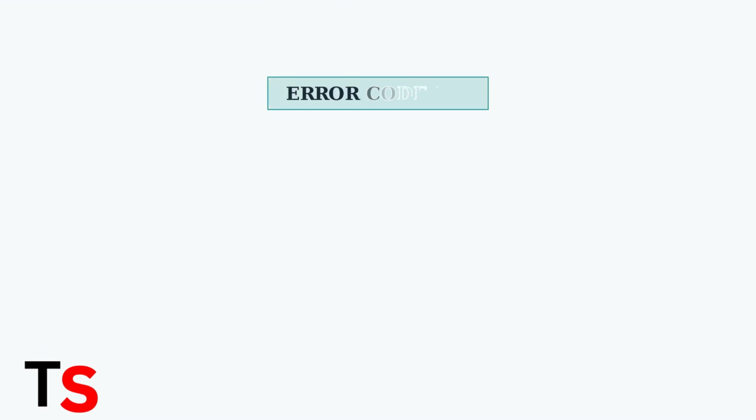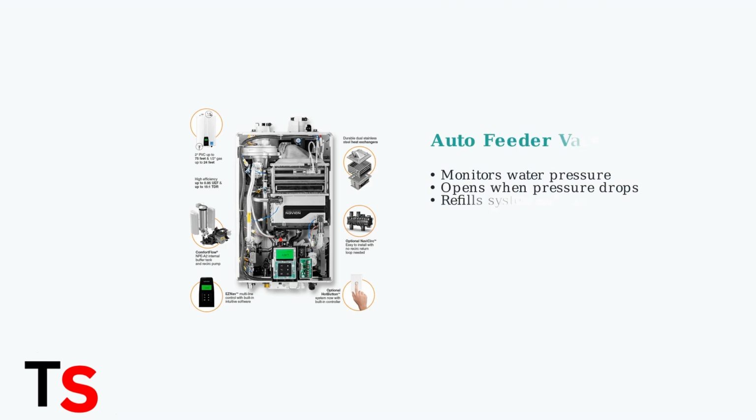Navien tankless water heaters display error code 351 when there's a problem with the auto feeder valve. This error indicates the valve responsible for maintaining proper water pressure is malfunctioning. The auto feeder valve is a critical component inside your Navien water heater. It automatically refills water into the system whenever the pressure drops below optimal levels.